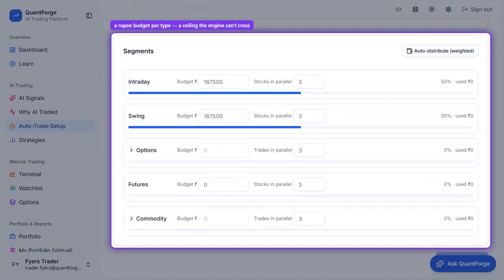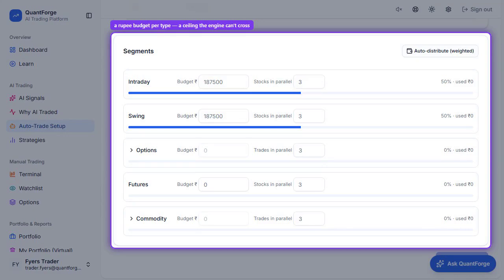The segments card lists each trade type with a budget field. This is the heart of the tab. Each type, intraday, swing, options, futures, commodity, gets its own rupee budget, and that budget is a ceiling the engine can never cross for that type. Give intraday a lakh and swing 50,000, and that is exactly how the risk is split.